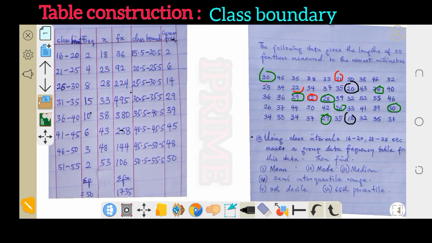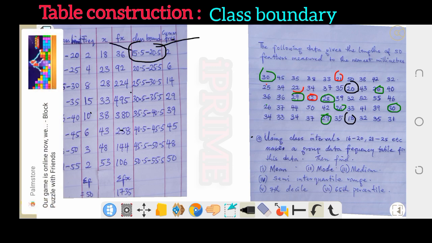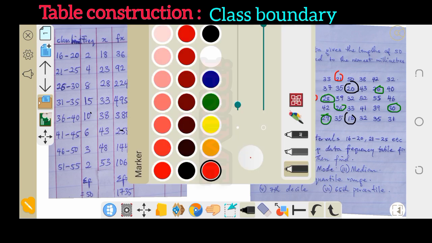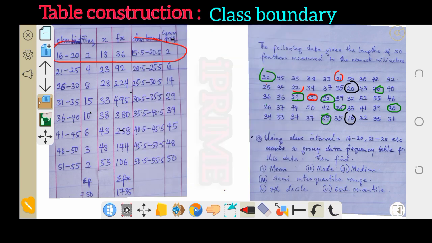So the next thing is we are looking at how we got this class boundary. How do we obtain our class boundary? We have the upper class boundary, the bigger one, which is here, and the lower class boundary, which is this. How do you obtain it? For the first class, let me highlight that first class again. You know I got the 2, you know I got the 18, you know I got the 36 by now. How do we get 15?